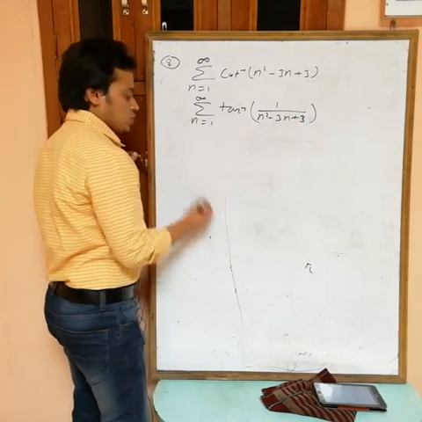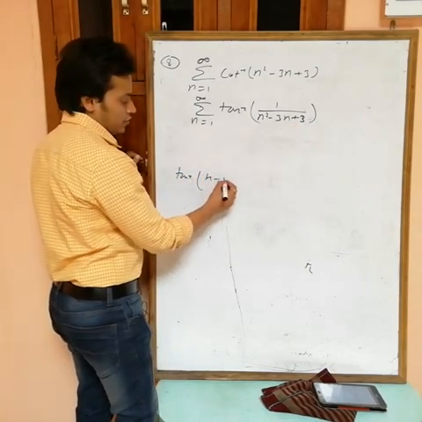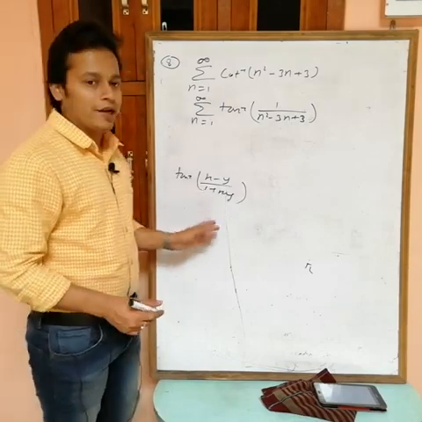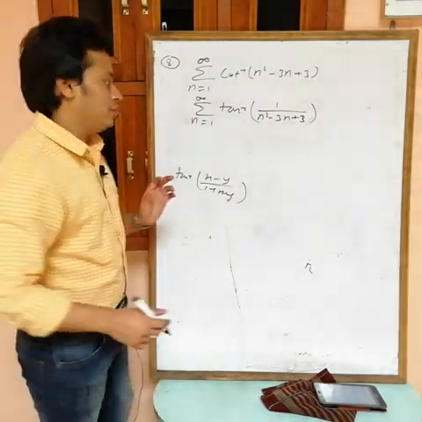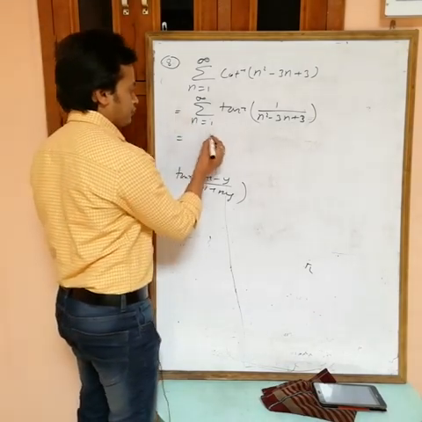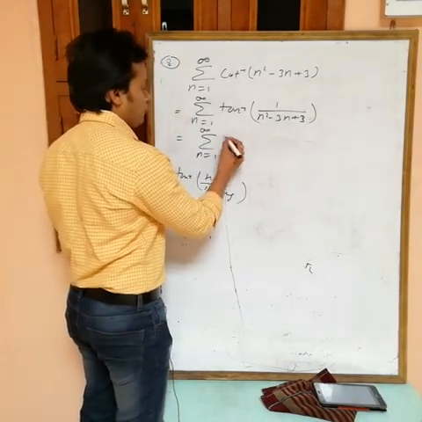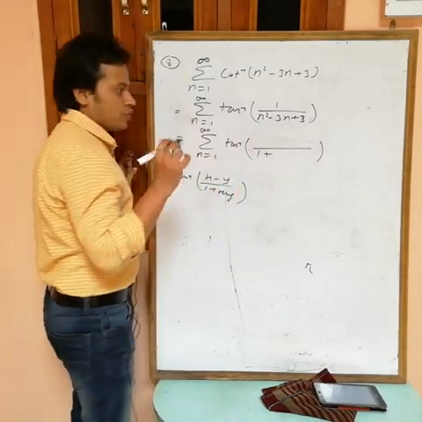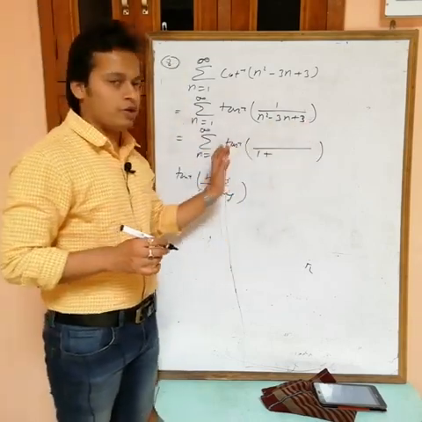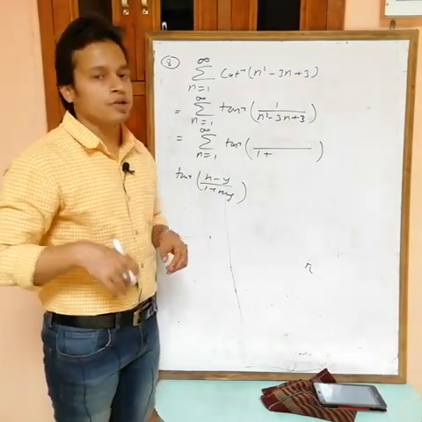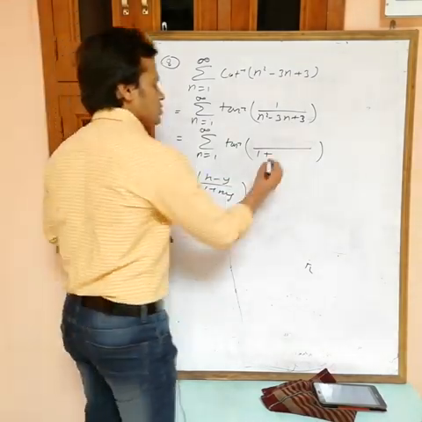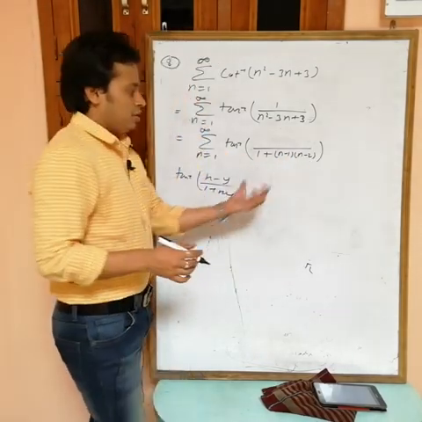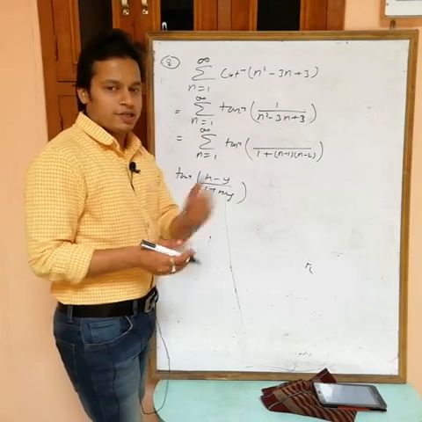Now try to write this one in terms of tan inverse of x minus y by 1 plus xy, because after writing in this form you can write this one as tan inverse x minus tan inverse y. So see, n equals to 1 to infinity tan inverse. What do you want? In denominator we want 1 plus xy. So if you write 1 separately, then what we have remaining? n square minus 3n plus 2. n square minus 3n plus 2 can be written as n minus 1 times n minus 2. If you solve this, you will get the same as it is.